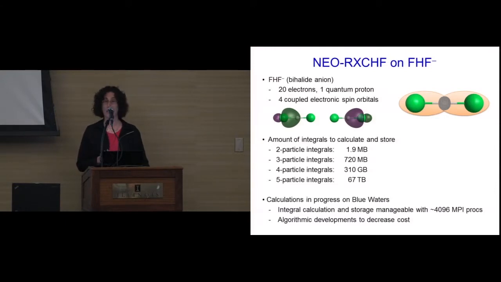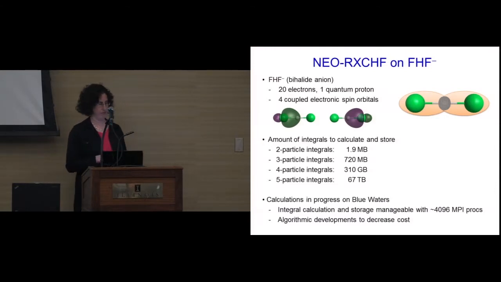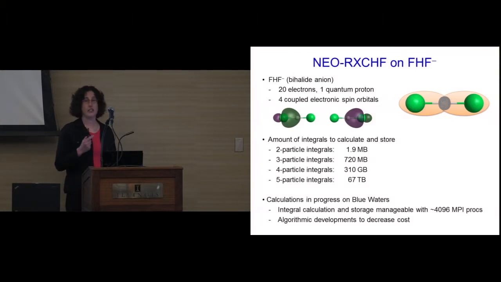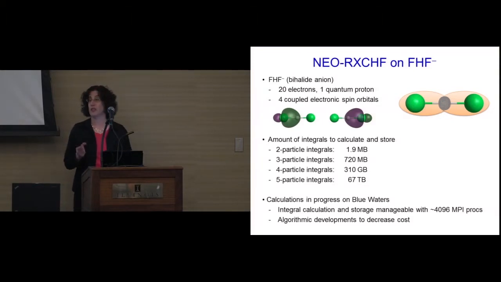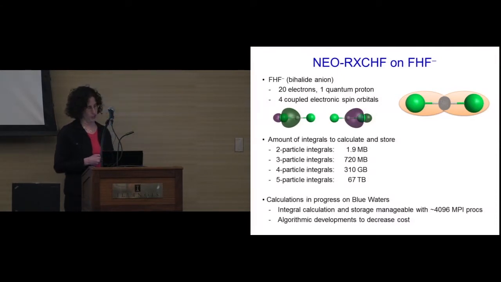Now we have 20 electrons. This is FHF minus. So again, we have just the middle proton is quantum mechanical. The 2 fluorines are just classical point charges. We have 20 electrons, 1 quantum proton. And what you can see here is that we need a large number of integrals that we need to calculate and store. So this is just giving you an example of what we're dealing with.